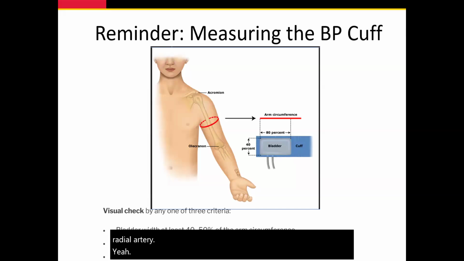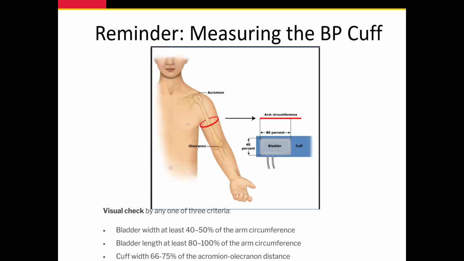So once you find that artery, I'm going to line my arrow up with the artery, and I'm going to place the lower end of the cuff about an inch or so above where I'm feeling that artery. Once I do that, I'm going to wrap the cuff around. You want it to be snug but not too tight. Usually if you can fit one or two fingers underneath, that's the perfect tightness to put it on.